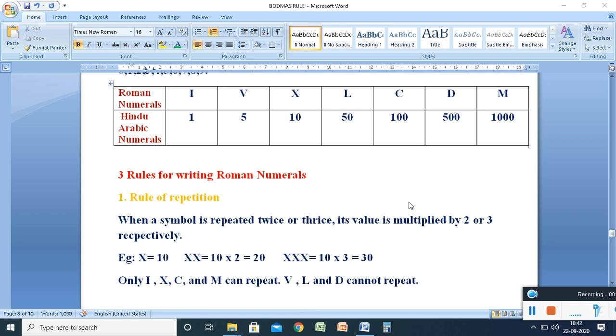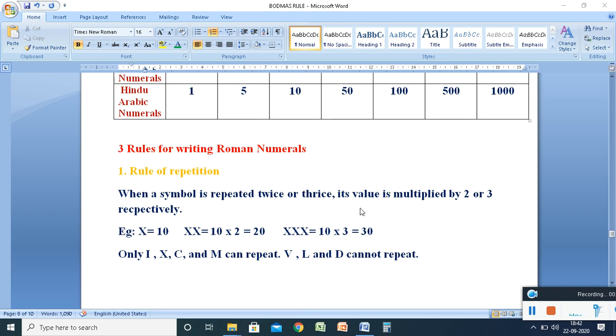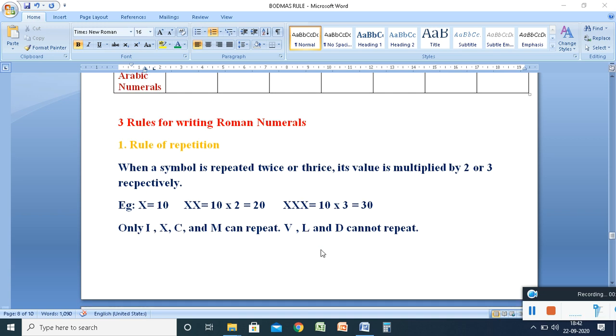Before writing Roman numerals, you have to follow three rules. Three rules for writing Roman numerals. So what is the first rule? The rule of repetition. When a symbol is repeated twice or thrice, its value is multiplied by 2 or 3 respectively. If a symbol is repeated 2 times, you multiply by 2. If it repeats 3 times, multiply by 3.